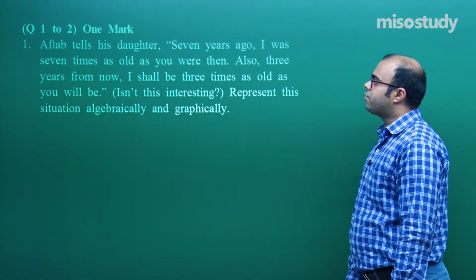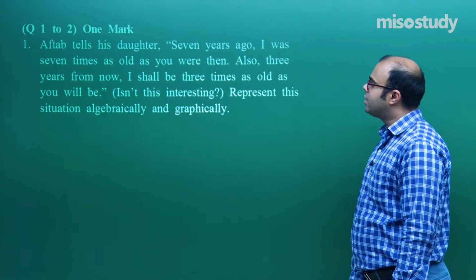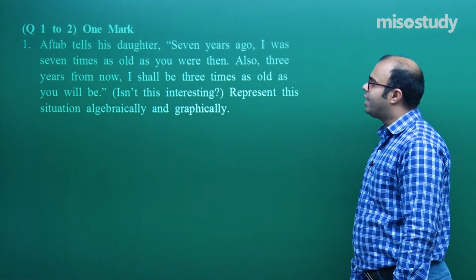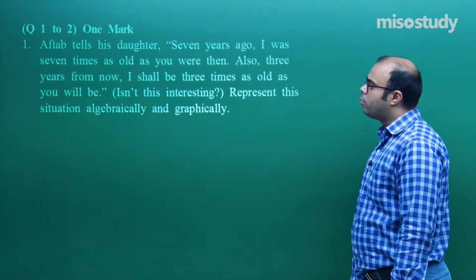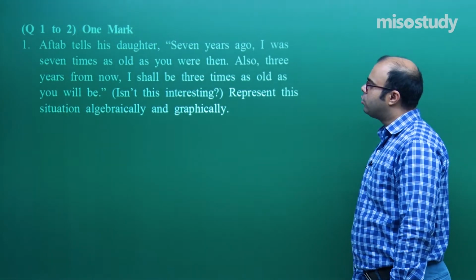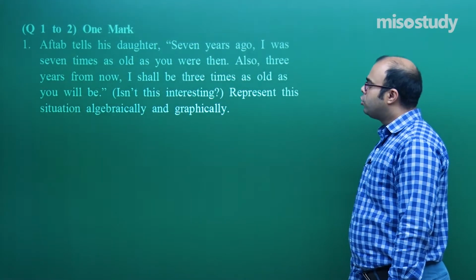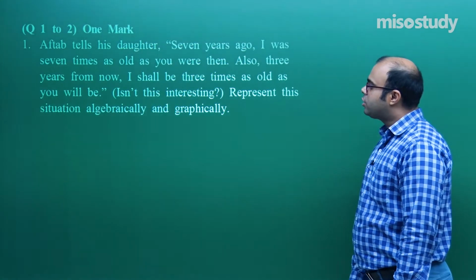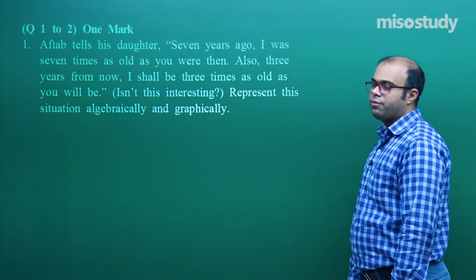It says Aftab tells his daughter, 7 years ago I was 7 times as old as you were then. Also 3 years from now I shall be 3 times as old as you will be. Isn't this interesting? Represent this situation algebraically and graphically.